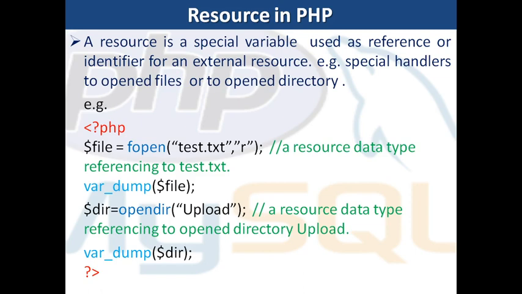in PHP here we have a variable $file which is actually referencing the open test.txt file, which we will create right now, in the read mode, and we can check the data type. And another variable $dir, which is actually referencing a directory, the upload folder, which we will create just now, and check the data type of these two variables.